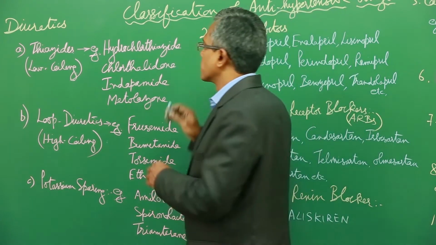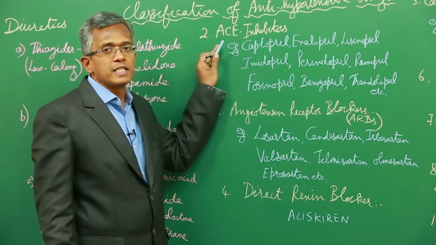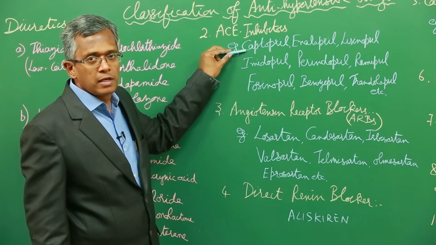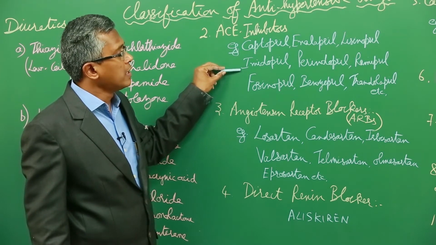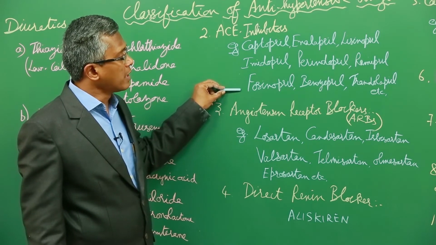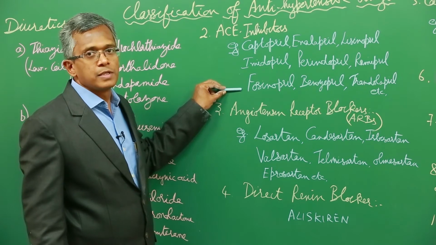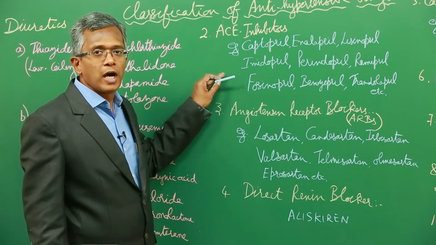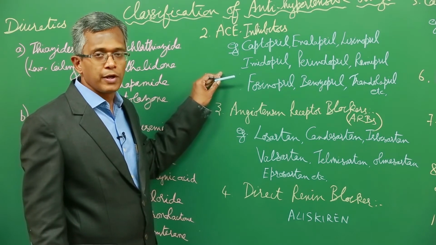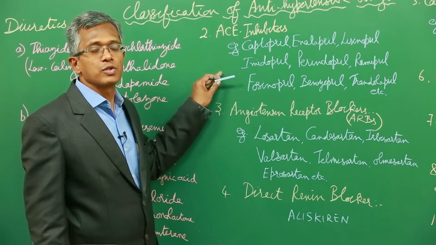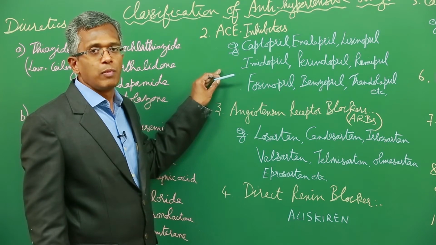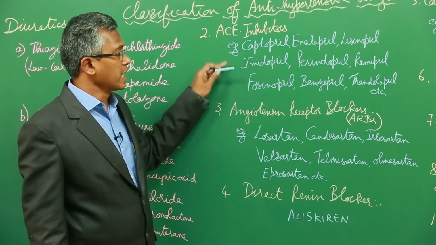The next category of drug are ACE inhibitors, angiotensin converting enzyme inhibitors. For example, captopril, enalapril, lisinopril, imidapril, perindopril, ramipril, fosinopril, benazepril, and trandolapril. These are the drugs which block the angiotensin converting enzyme so that the angiotensin formation is reduced. We know that angiotensin is the one which causes vasoconstriction and increases the BP. So this vasoconstriction is blocked by using these angiotensin converting enzyme inhibitors.